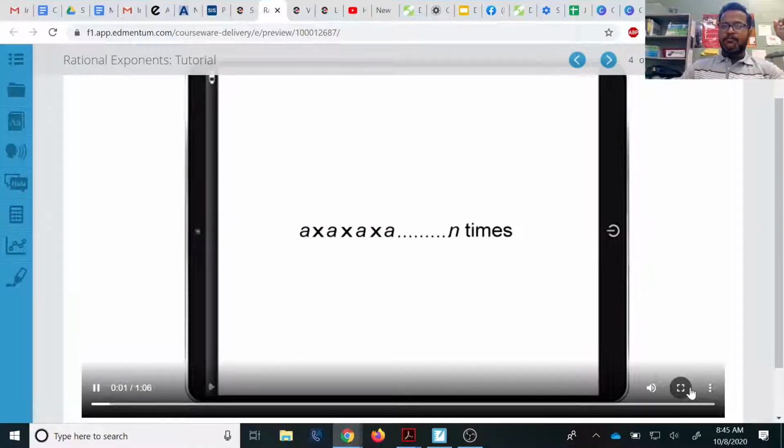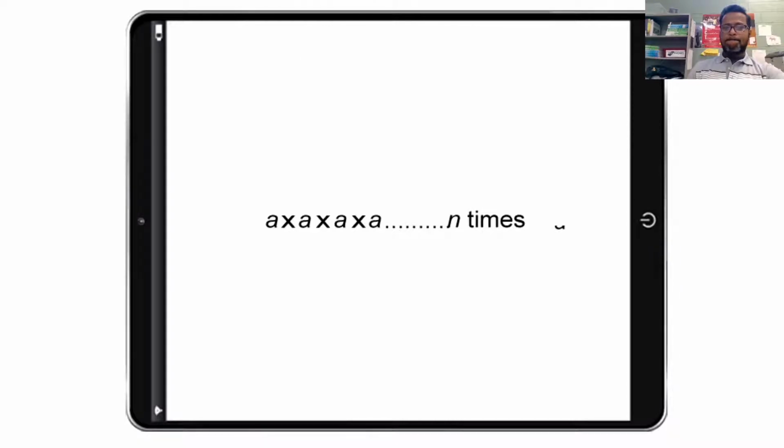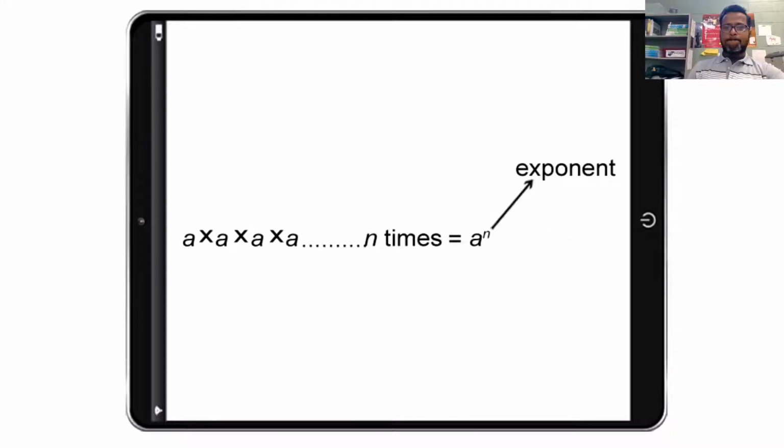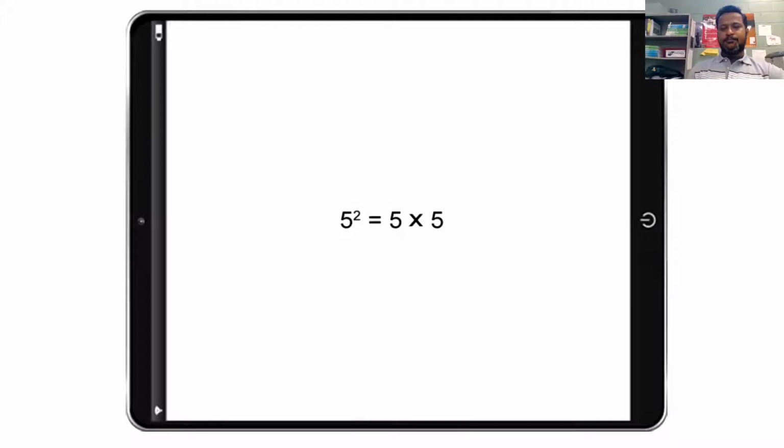An exponent is a quantity that represents the number of times a real number or expression is multiplied by itself. We typically write such numbers as a raised to n. The real number a is the base, and n is the exponent. For example, in the expression 5 squared, 5 is the base and 2 is the exponent. The exponent 2 represents the number of times the base, 5, is multiplied by itself, 2 times. So, 5 squared equals 5 times 5.